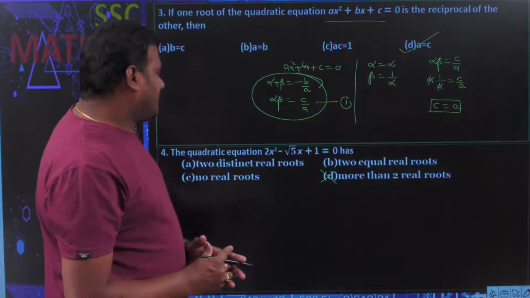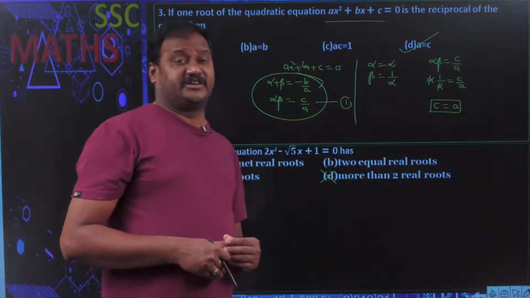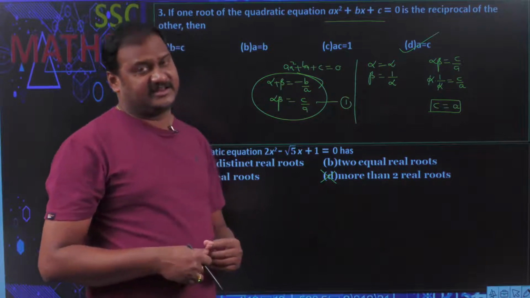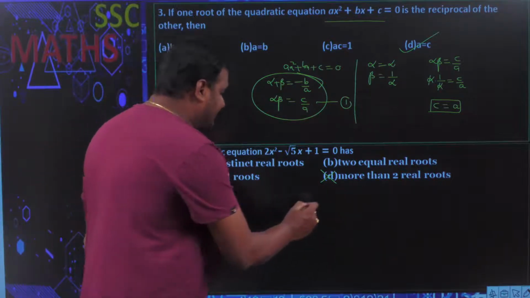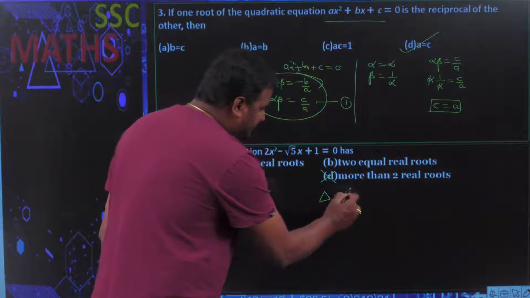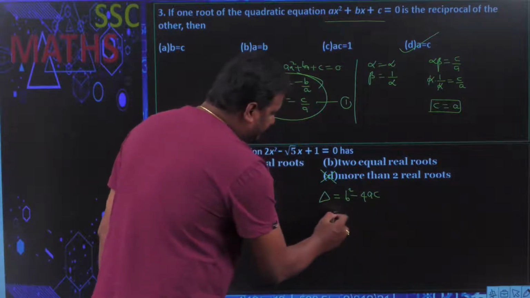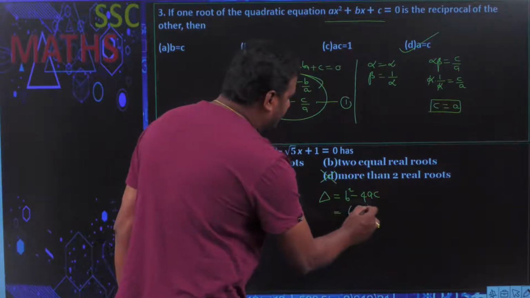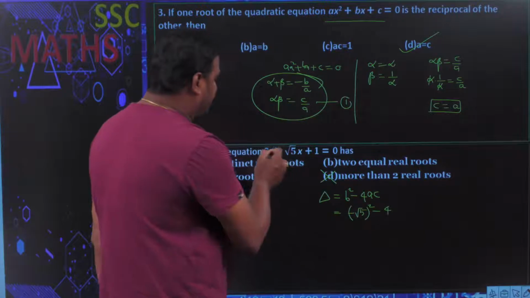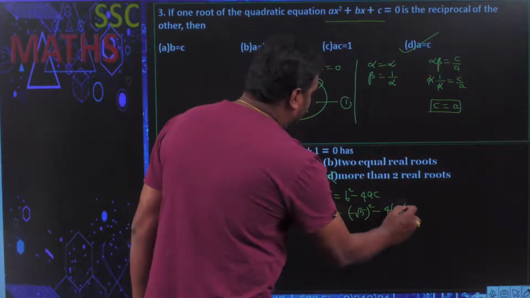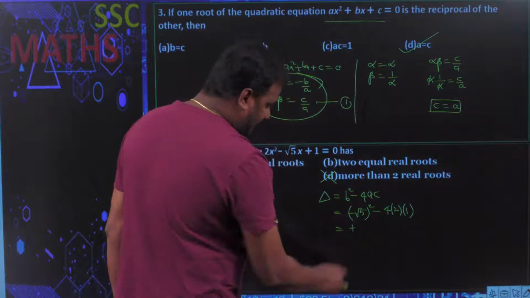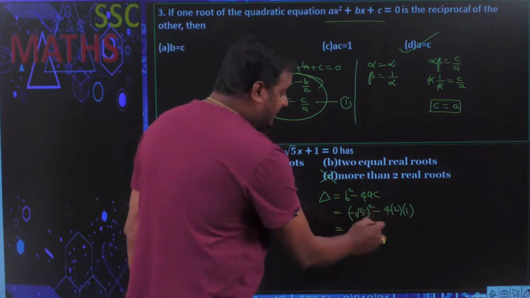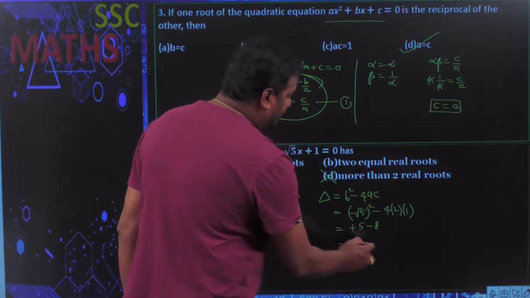And to check what kind of roots they are, I will have to check whether the discriminant is greater than 0, less than 0, or equal to 0. So the nature of the roots depends on the value of delta, that is b square minus 4ac. Here the value of b is minus root 5, so minus root 5 whole square minus 4ac, with a equal to 2 and c equal to 1. Minus root 5 whole square is 5, minus 4 twos are 8 into 1 equal to 8. 5 minus 8 equal to minus 3.